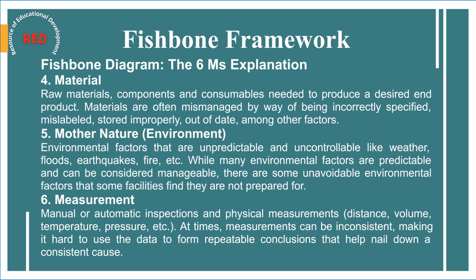Point 6. Measurement. Manual or automatic inspections and physical measurements: distance, volume, temperature, pressure, etc. At times, measurements can be inconsistent, making it hard to use the data to form repeatable conclusions that help nail down a consistent cause. This category of the fishbone diagram captures any techniques used to measure whether a part or process meets the desired quality standards.